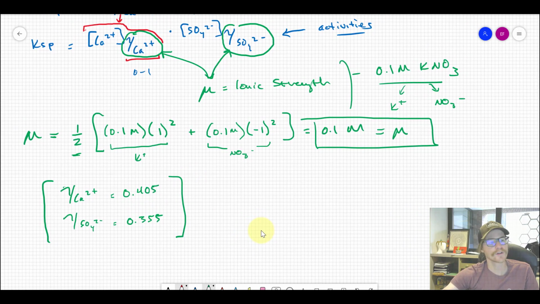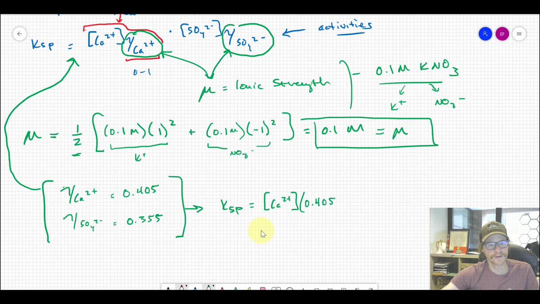So those values would get factored into our adjusted equilibrium expression. So now KSP here is equal to our calcium concentration times 0.405, times the sulfate concentration, times 0.355.